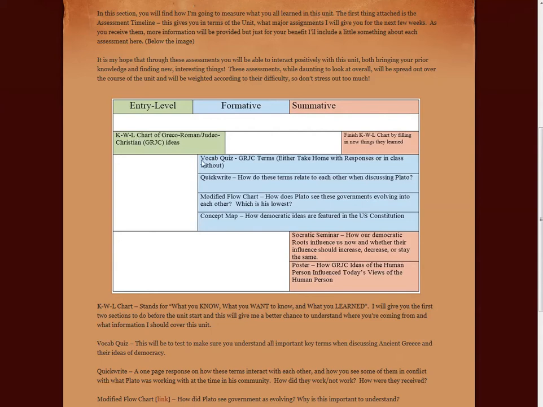The KWL chart, which I talked about, which would be the first activity I'd have them do. It'd actually probably be a pre-activity. I give it to them the night before I started the exercise, or 2 nights before, and they'd fill out what they know and what they want to know about Greco-Roman and Judeo-Christian ideas. I might include some terms on there so they would understand what they're looking for more. But that'd be the first thing. And then I'm talking about vocab quiz, a quick write, flowchart, concept map, and the summative assignments.